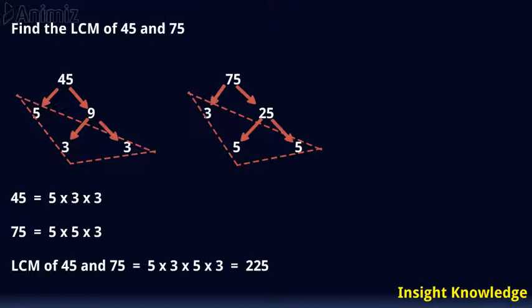Okay, students? Now here we come to the second step. We have to find the common factors in both the numbers 45 and 75. You see, the factor 5 is present in both the numbers 45 and 75. So no need to write twice, write it only once. And the factor 3 is also present in both the numbers. Write it only once. So what are the remaining factors in 45 and 75? 3 and 5. Write it as it is. So what we get? The LCM of 45 and 75 is equal to 5 into 3 into 5 into 3. By multiplying these numbers, we get the answer as 225.